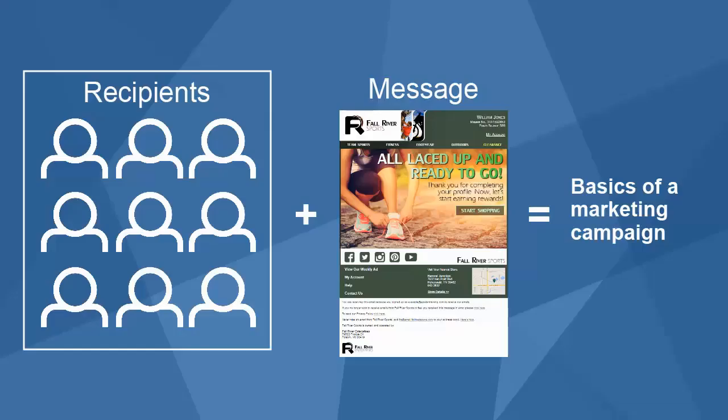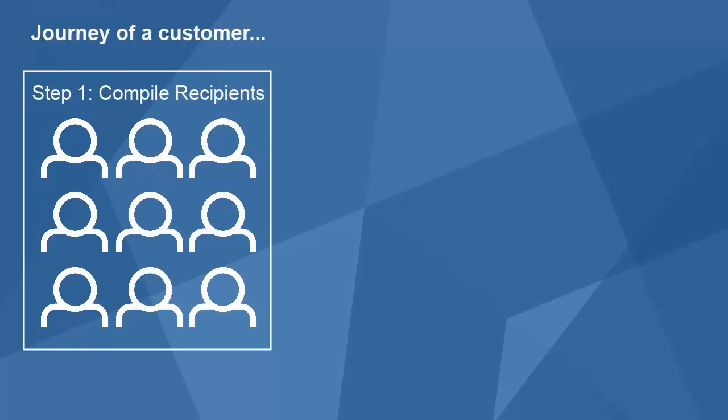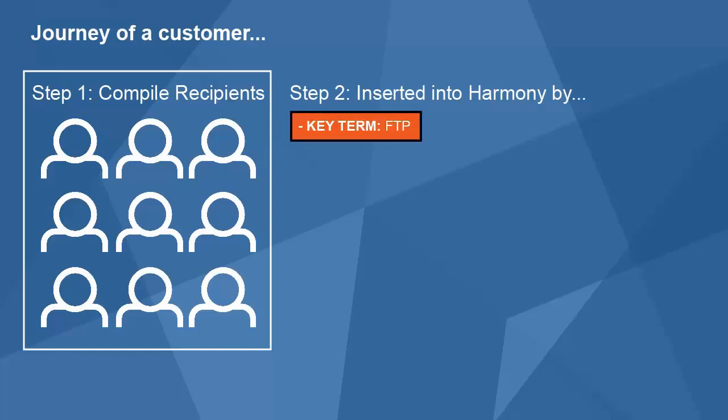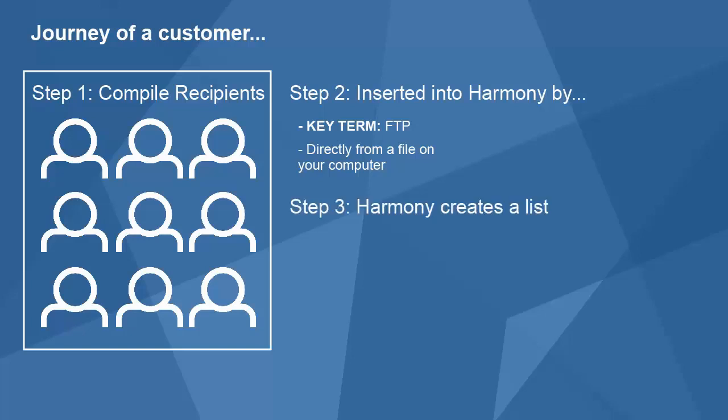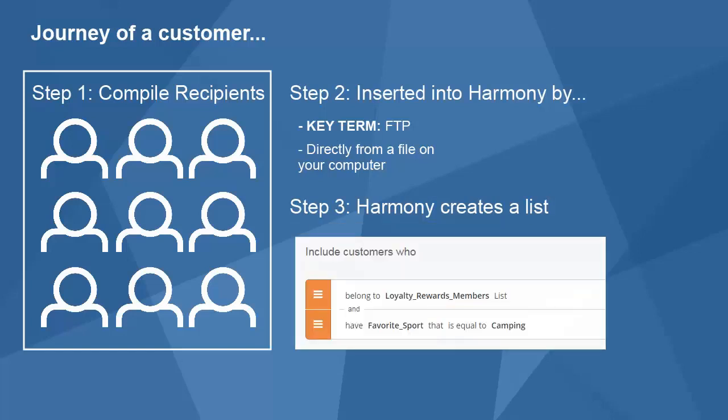A campaign is essentially audience data and creative content combined and distributed. Since we've covered content pretty well, let's talk about data management. Your customers can be loaded into our tool from an FTP or from a file you have on your machine. From there, we turn them into a list that you can send campaigns to, or you can work with the unique tools that Harmony provides to target customers further.